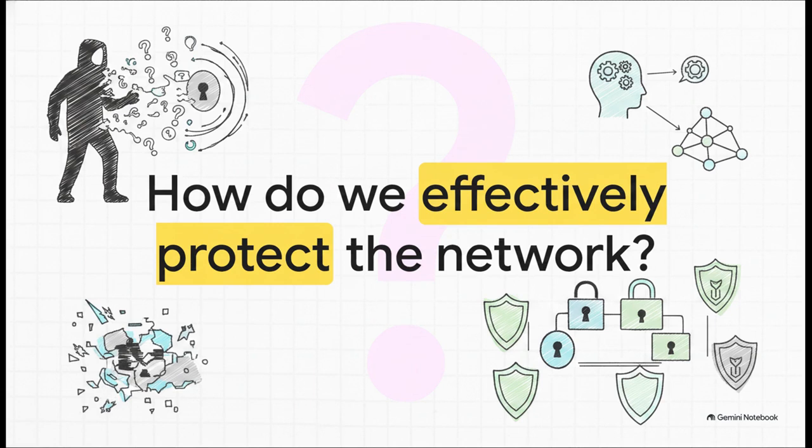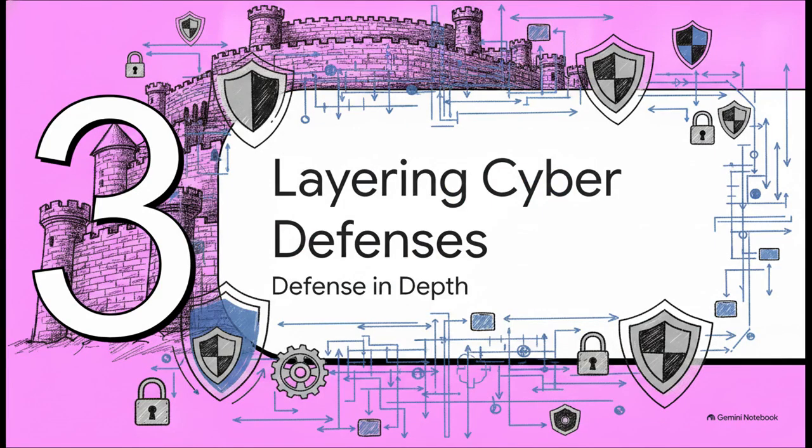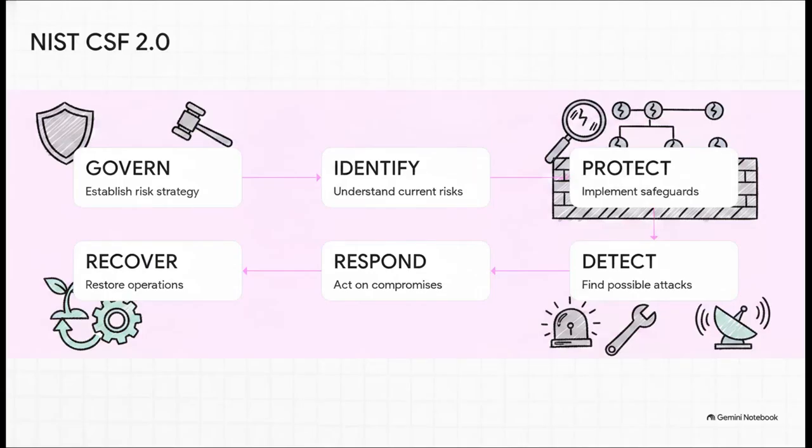All of this leads us to a massive question. With all these invisible, shape-shifting threats coming after both our people and our tech, how do we actually effectively protect the network? Which brings us to Section 3, layering your cyber defenses. The answer to those complex threats lies in building a multi-layered castle, and that starts with a really solid blueprint. We like to use the NIST Cybersecurity Framework 2.0 for this.